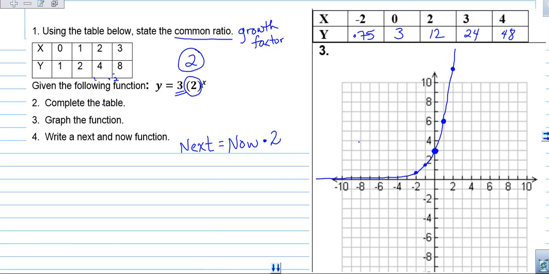And if you look in the table, see how these go 2, 3, 4? They're basically following the same pattern of adding 1. Well, these go times 2, times 2. And so that's where we get the times 2 from, NEXT equals NOW times 2.